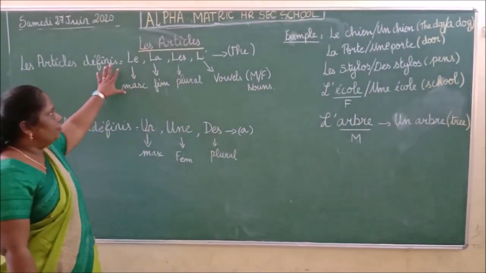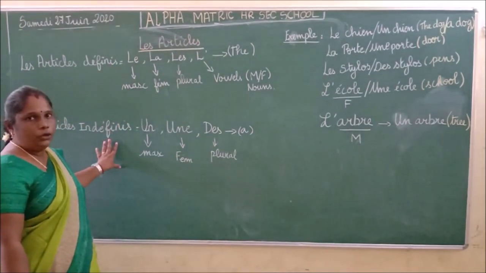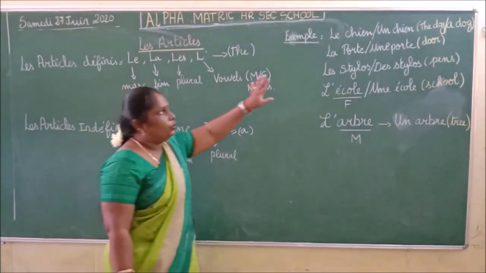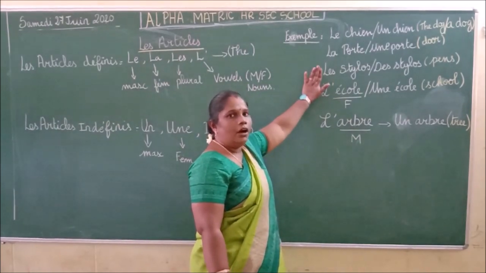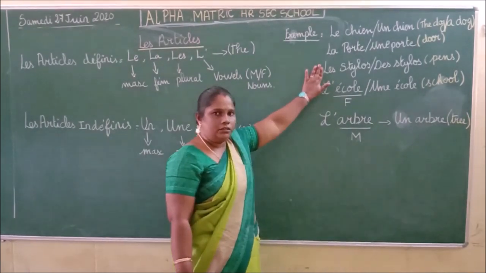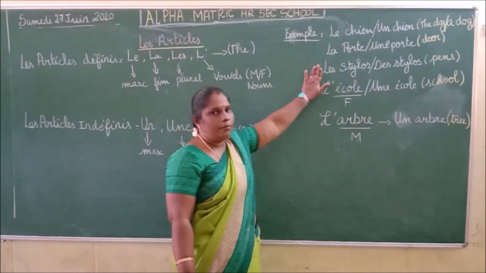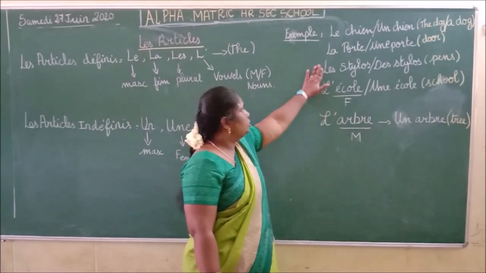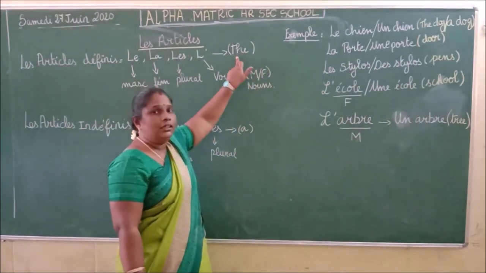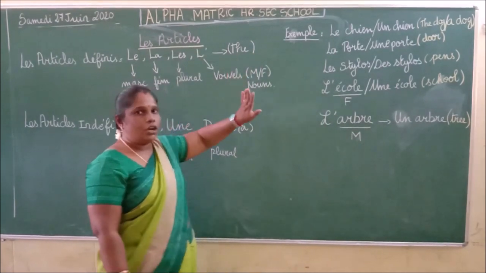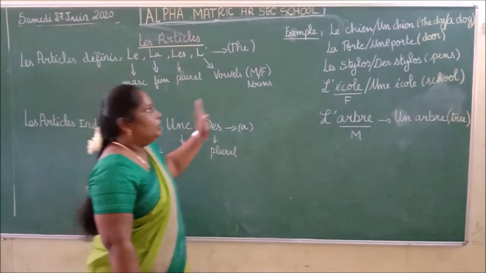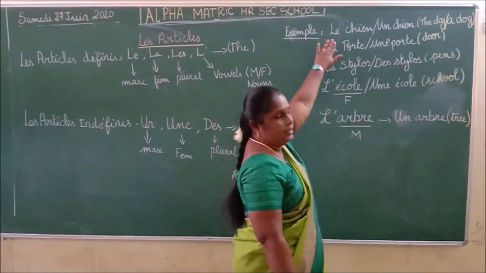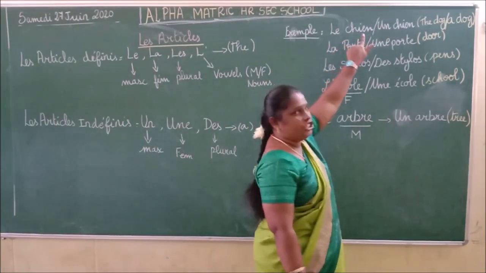To differentiate which article we are going to put, we have to know whether the noun is feminine or masculine, or whether it belongs to someone or is a common thing. If it belongs to someone, we are going to put the defined article. If it is a common thing, we are going to use the indefinite article. Here I am giving some examples. So le chien.